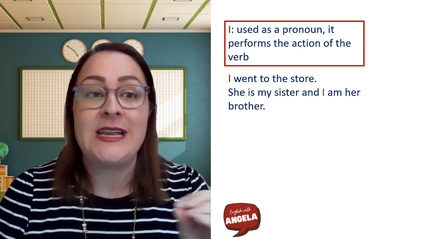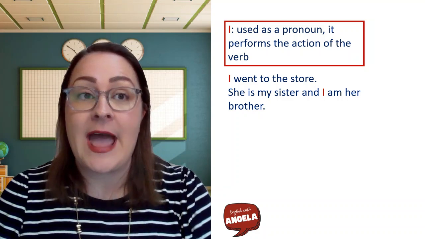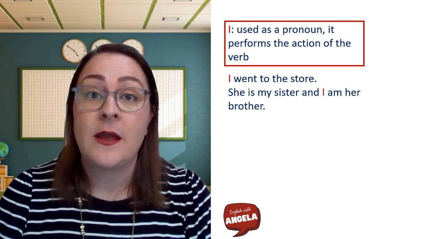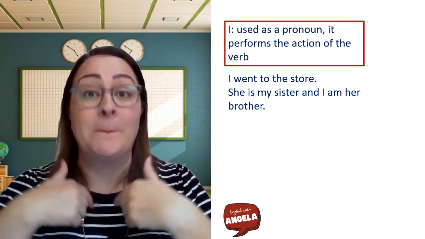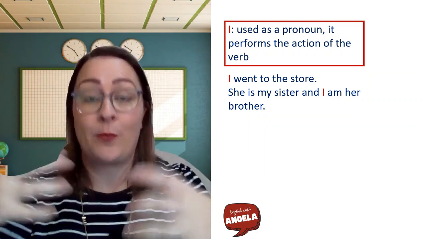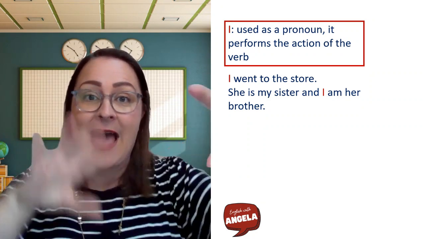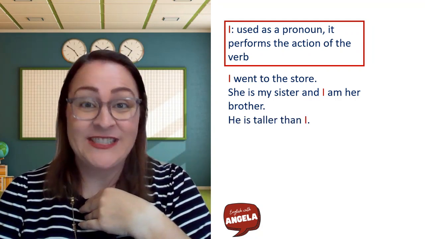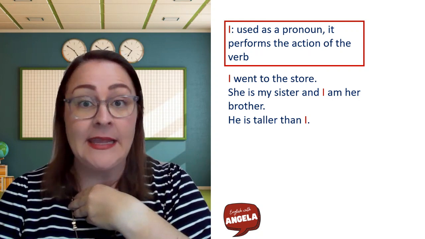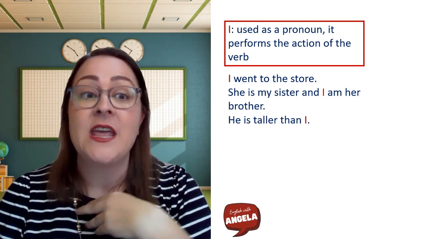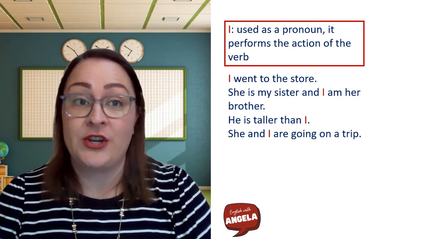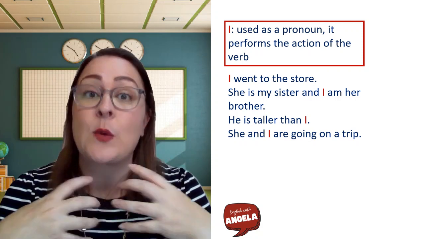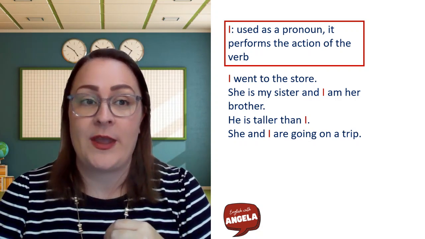How about this? She is my sister and I am her brother. So who is the subject of the sentence? I am, right? Because I'm saying she is my sister and I am her brother. I am talking about me and how everyone is related to me. He is taller than I. So again, comparison with me. So I'm going to use I. And she and I are going on a trip. Who are we talking about? We're talking about the girl and we're talking about me. So I'm going to use she and I are going on a trip.